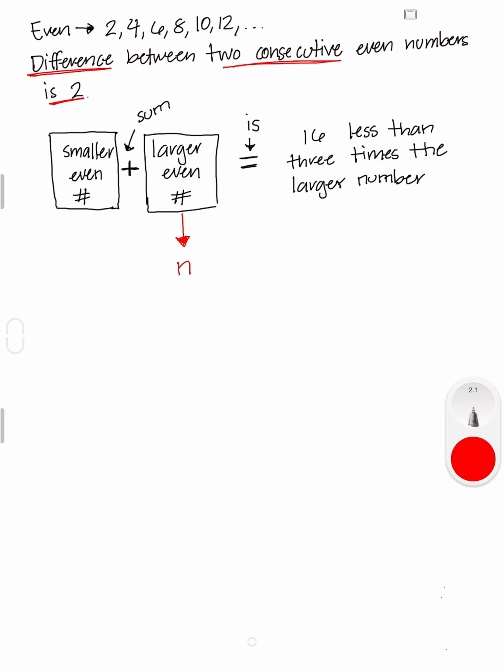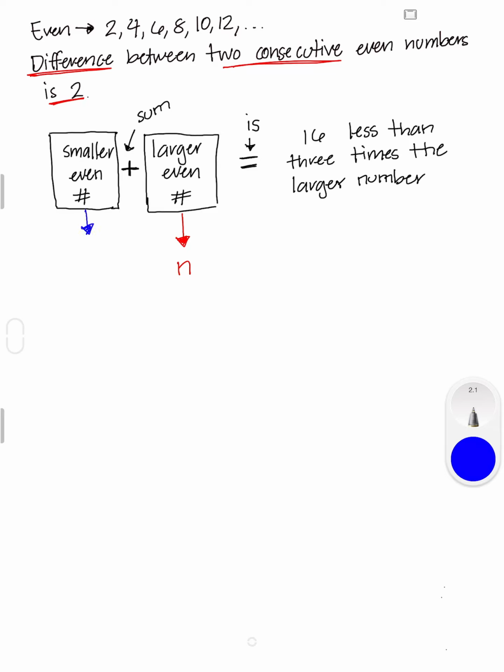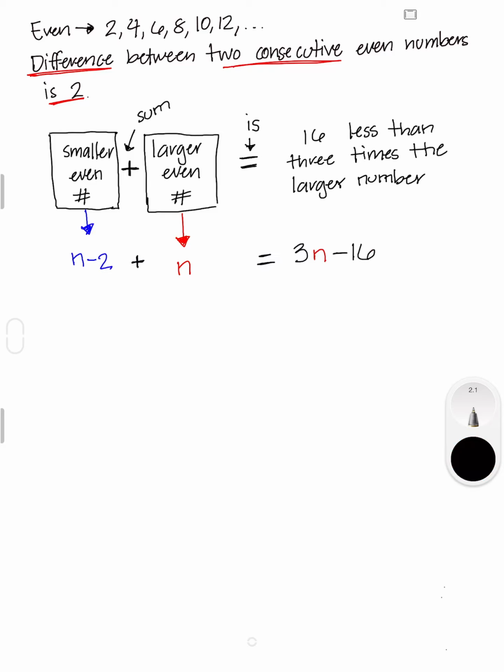And because I know that the difference between two consecutive even numbers is 2, and that the other integer is going to be smaller than n, then I can say that the smaller integer is going to be n minus 2. So that means a difference of 2 in between consecutive even numbers. And we still have that plus sign, so the sum is still going on, right? And then equals 16 less than, so 16 taken away from 3 times the larger number. So 3 times n, and then take away 16. And then we have created our equation, which is n minus 2 plus n equals 3n minus 16.